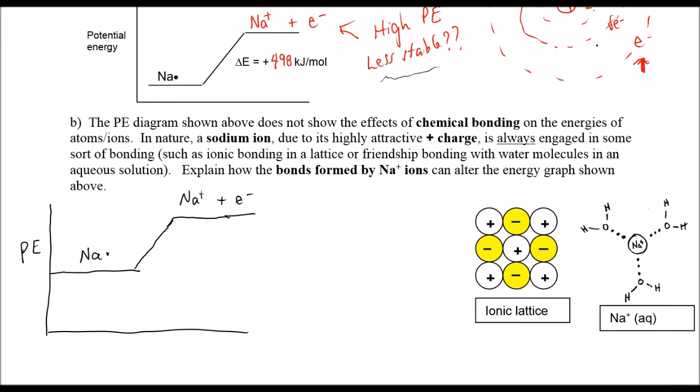Alright, if we look now at these pictures here, you can see that, as it says in words, a sodium ion is always engaged in some kind of bonding. We know that bonds, whether they're ionic or friendship bonds like this, lower the potential energy. So that would mean this is a false representation here. We're not going to have an unbonded sodium ion. If sodium neutral reacts to lose an electron, it will turn into an ion that bonds with something. And that would mean that we can take that into account and say the bonds that the sodium ion forms can lower the potential energy.